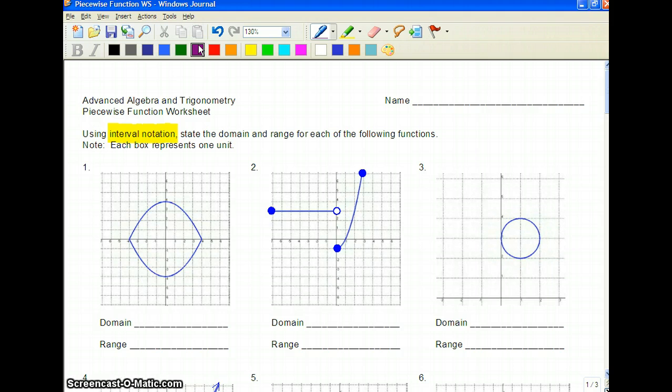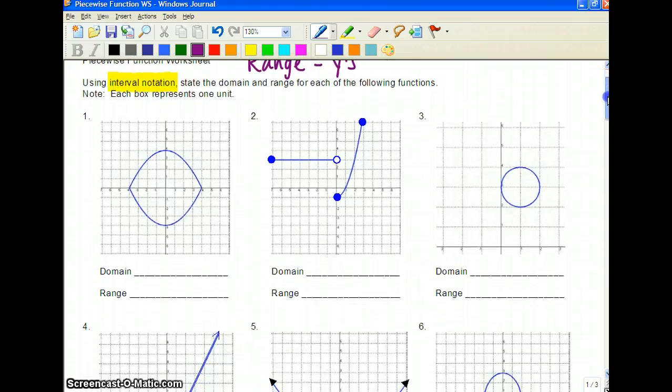Remember, the domain are the x values, and the range are the y's. Okay? So what x values or what y values are used to create these pictures? That's what we're trying to figure out. Now we should have a little bit of an idea because we did this in the last chapter. The interval notation will be a little bit different.